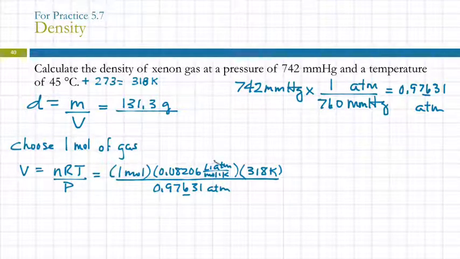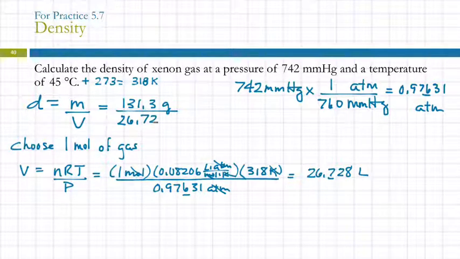Check the units: atmospheres, atmospheres, moles, moles, kelvins, kelvins. 0.08206 times 318 divided by 0.97631 equals 26.728. That's the volume. So I'm going to put that volume up here, 26.728 liters.